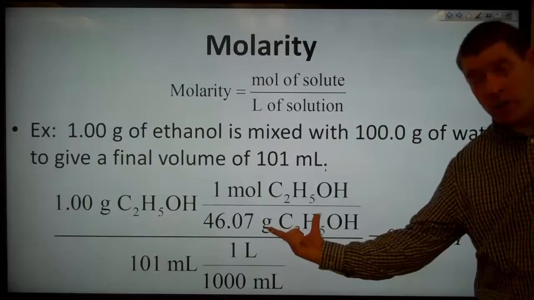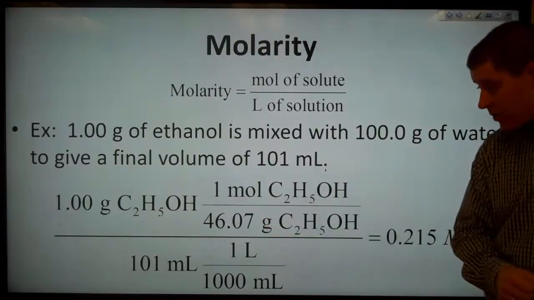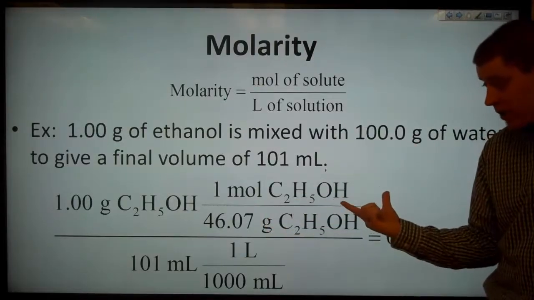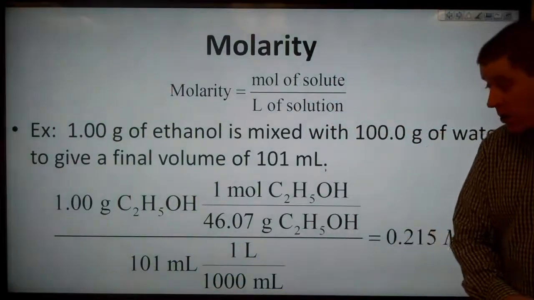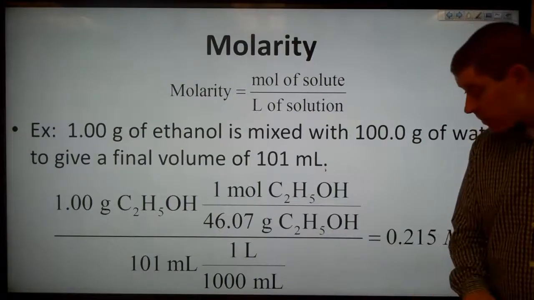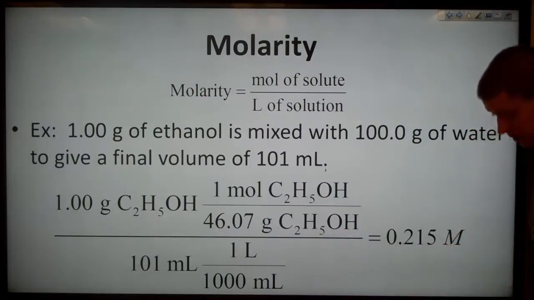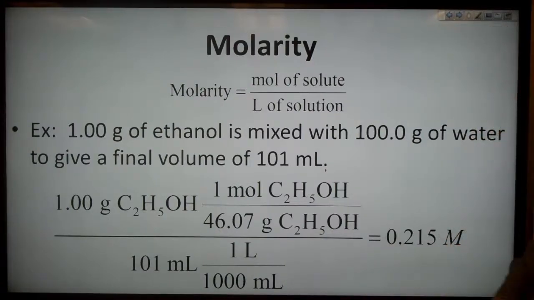Well, we can divide by the molar mass of ethanol, 46.07 grams per mole, and that will give us moles of ethanol. And then we divide by liters of solution. Well, we have 101 milliliters. Convert that into liters, and that gives us a concentration here of 0.215 molar.